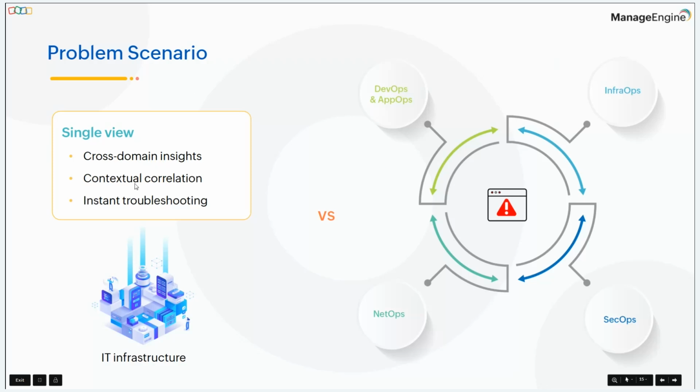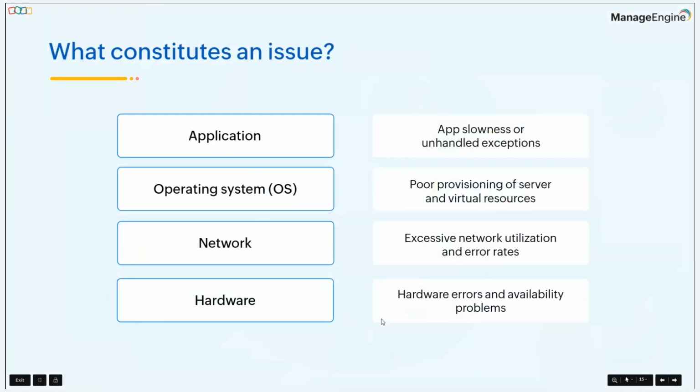The problem is that we don't have cross-domain insights. We don't have a contextual correlation, and we don't get instant troubleshooting. So the problem is prone to be because of lack of unified visibility. So what do we need to get insights into? How can we provide insights based on what the teams require? For example, what the DevOps teams require, what the InfraOps teams require, what the SecOps teams require, and what the NetOps teams require.